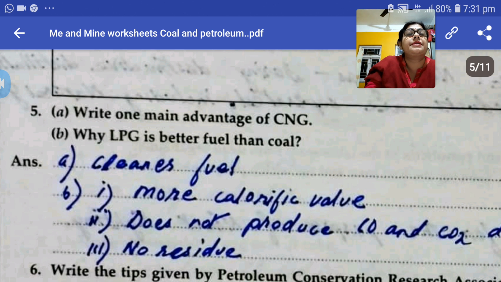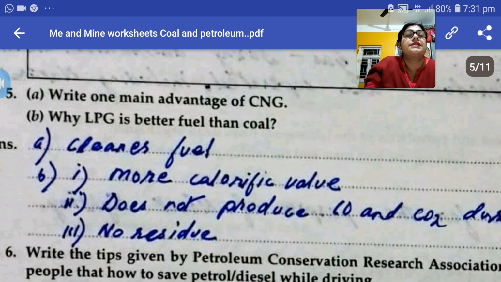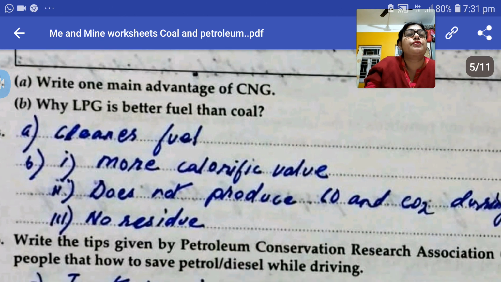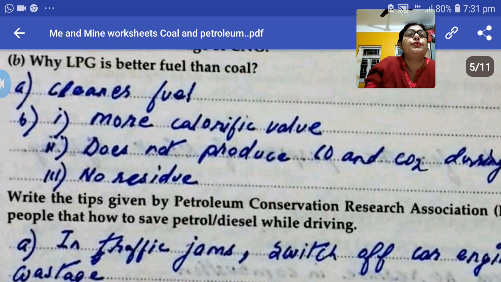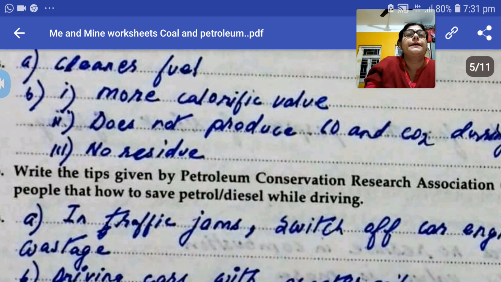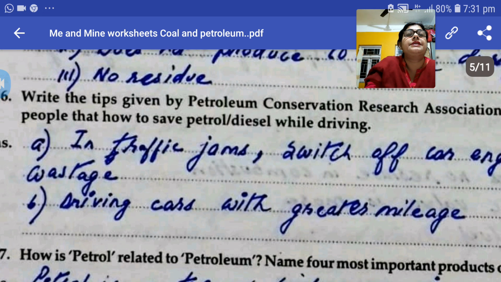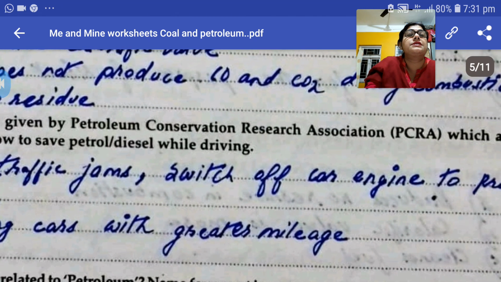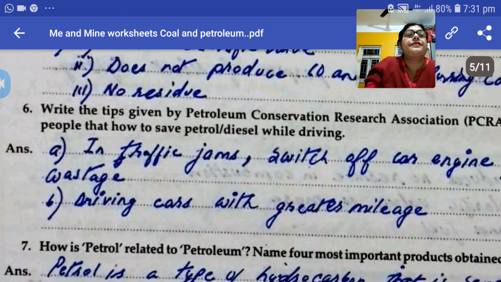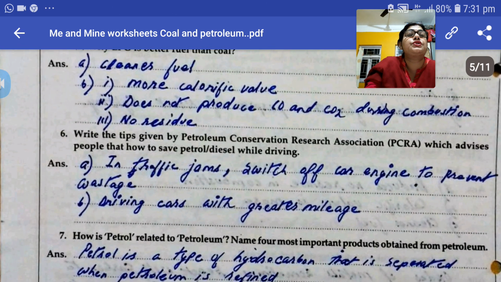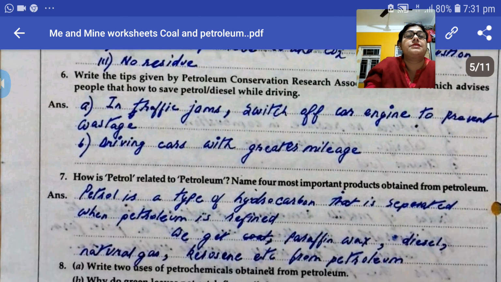Why is LPG a better fuel than coal? These questions are going to come in the exam, very important. LPG has a high calorific value. It does not produce carbon monoxide and carbon dioxide during combustion. No residue. Okay, so write the tips given by the Petroleum Conservation Research Association, which advises the people. So in traffic jams, what do we do? We need to switch off the car engine to prevent wastage, and drive cars with a greater mileage capacity.